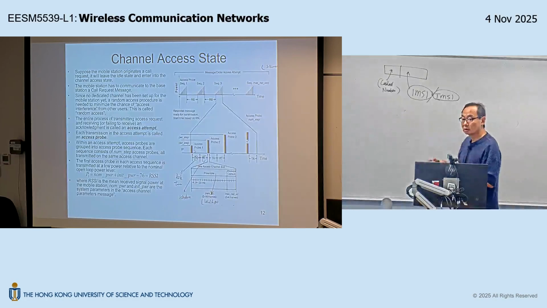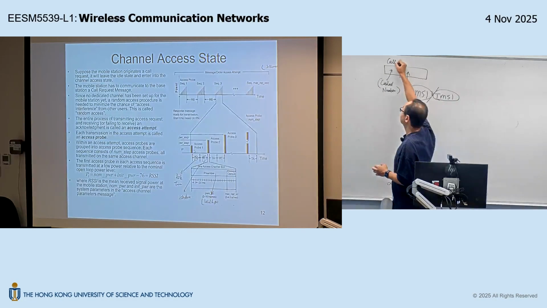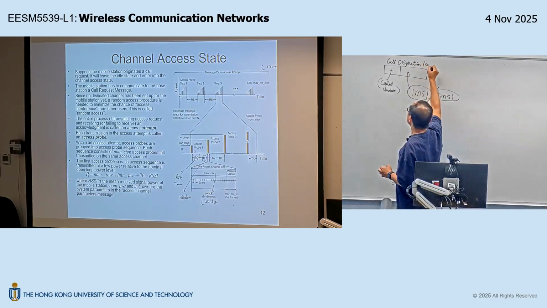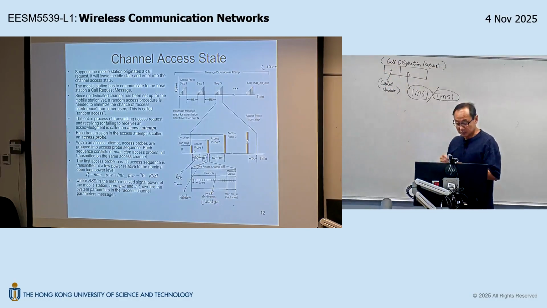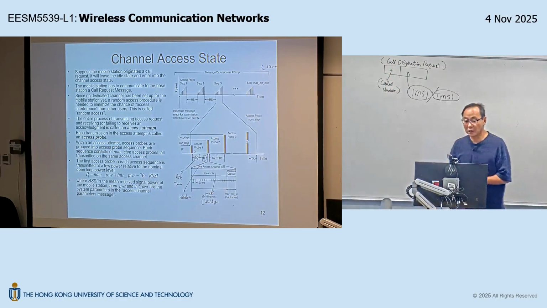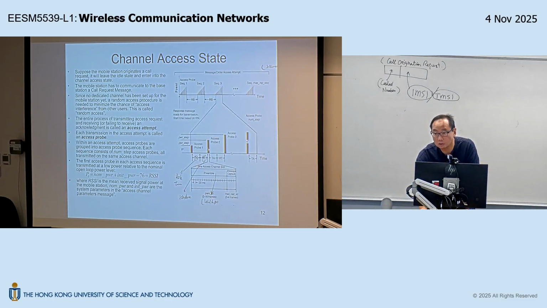So indeed, in the protocol they define a message called the call origination request. This call origination request is a signaling message. After the user presses the send button, the mobile has to find some way to deliver this call origination request message to the base station, so that the base station will know what you want. But the question is, how do you deliver it?